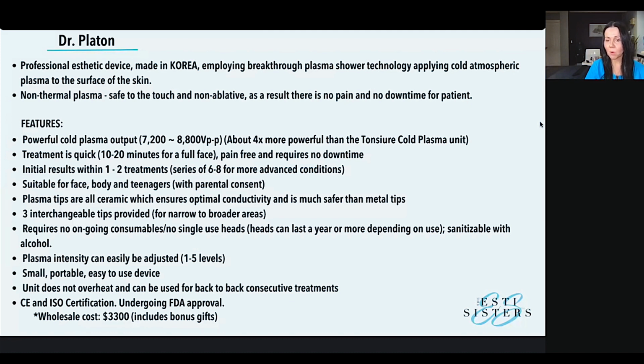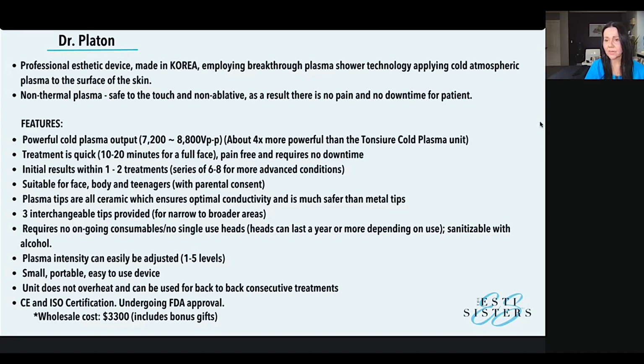Again, about 4 times more powerful than the Tanisher. So for those of you that have the DrPlaton, it does go 5 levels. Level 1, 2 would be about the same as what you're getting with the Tanisher, just for reference purposes. The treatment is quick, 10 to 20 minutes for the full face.